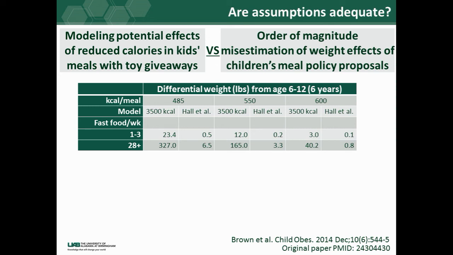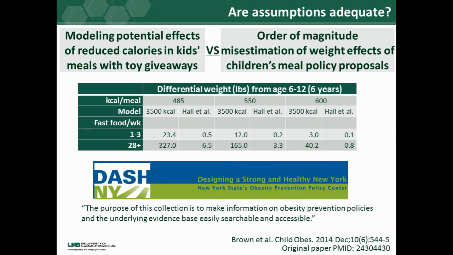After we brought this to the author's attention, they very admirably retracted that paper, which is something that a lot of people wouldn't do, so we were very impressed by the group. But unfortunately, groups like DASH New York had already picked it up into their database where it says the purpose of this collection is to make information on obesity, prevention policies, and the underlying evidence base easily searchable and accessible. So this mistaken assumption has already been somewhat perpetuated, and that's something we have to keep an eye out for.